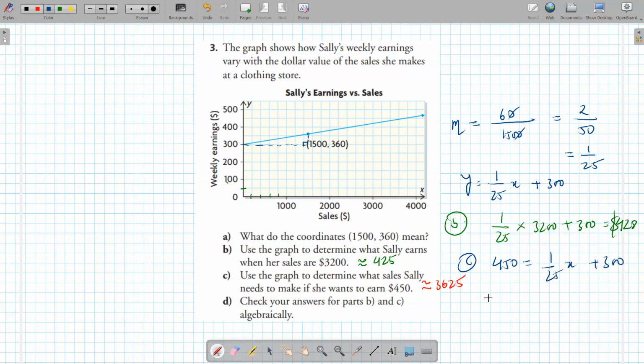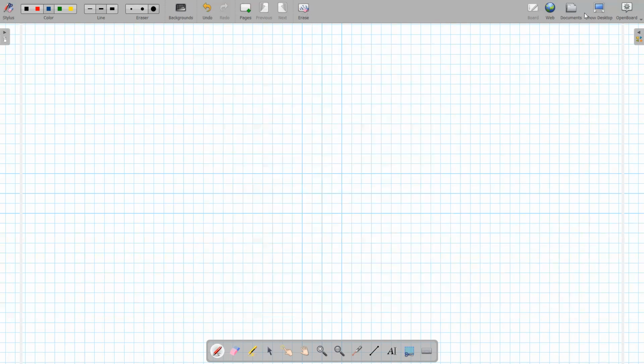Part C, now we're going to plug y as 450 to see what the x value should have been. How do you solve this linear equation for x? You subtract 300. Yeah, you'd first subtract 300 and then you multiply by 25. So that means x is going to be 3750, okay? And that's how you check your answer. Doing it algebraically is always going to be precise compared to a graph, but we know that.